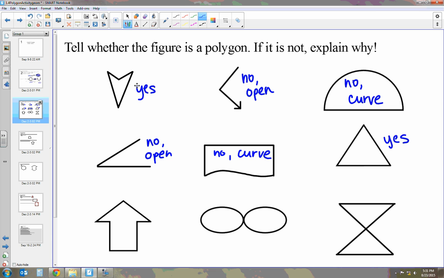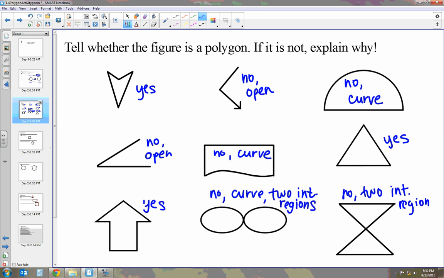Okay, let's look at the third row. This next one is a polygon because we have straight lines, one interior region, and it is not open. All right, this next one is not a polygon. First of all, because it has curved lines, and it has 2 interior regions. So that's 2 reasons why it's not a polygon. And this very last one is not a polygon because we have 2 interior regions. Okay, so that's how we can determine if something is a polygon or not, by following those 3 characteristics.